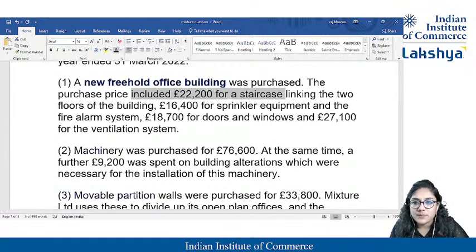So we know, students, building, I will make it red. So for building, I'll make it red. Okay, we understood that. Students, now building is red. Yeah, linking the two floors of the building.